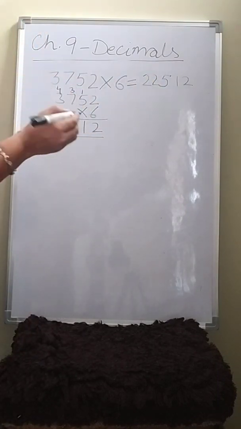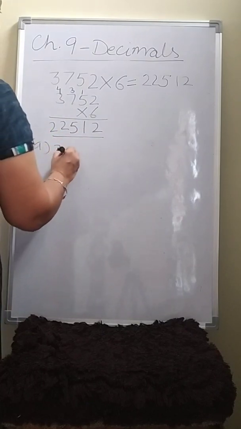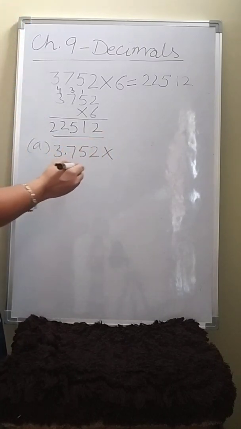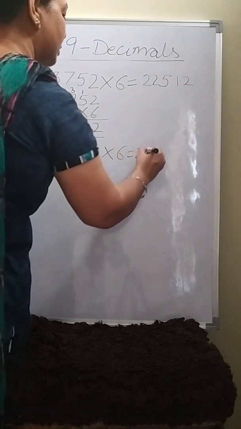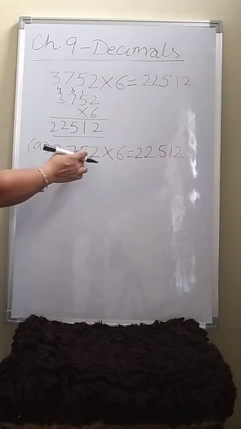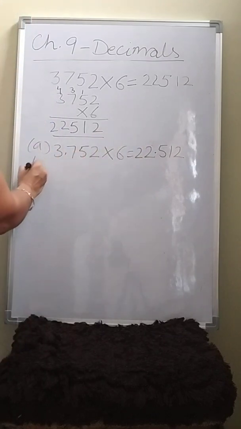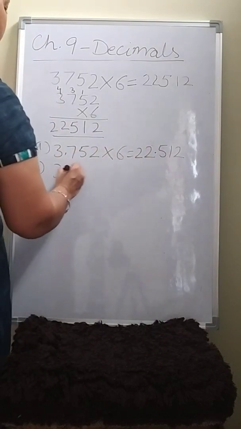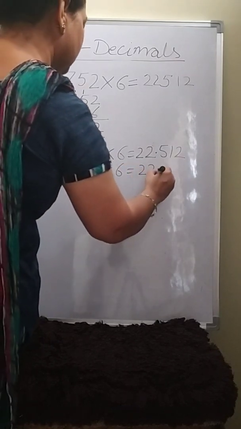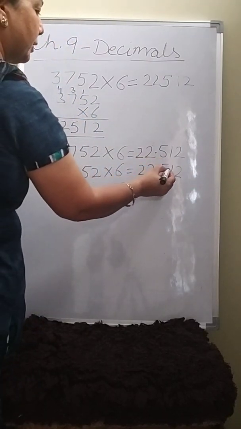You have to give the position to the decimal. Suppose the first part is 3.752, and you have to multiply this number by 6. The answer is the same. The decimal will be before 3 digits as written in the question here. And if the decimal is before 2 digits, the answer is this. In the answer, you have to put the decimal before 2 digits here.